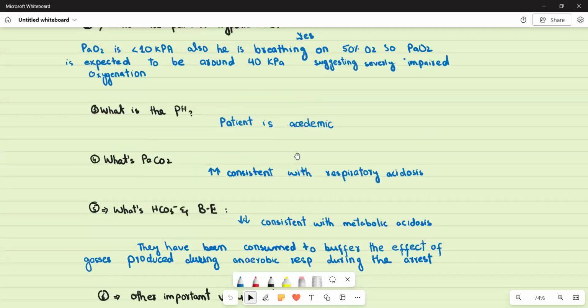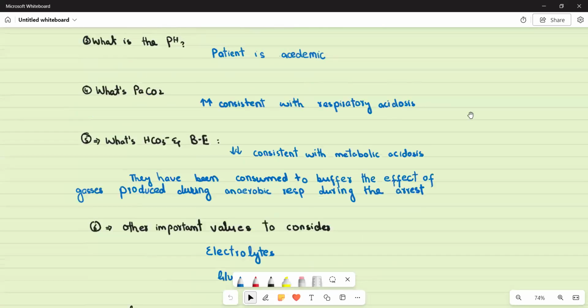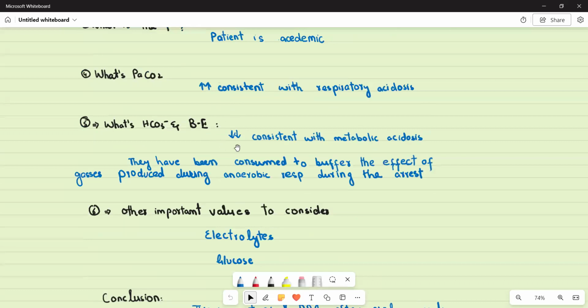What is the pH? There is acidosis. What is PaCO2? Elevated, consistent with respiratory acidosis. What is bicarbonate and base excess? Bicarbonate is low, base excess is low. This is consistent with metabolic acidosis. Okay.